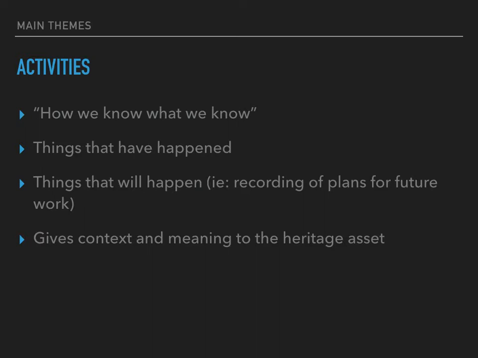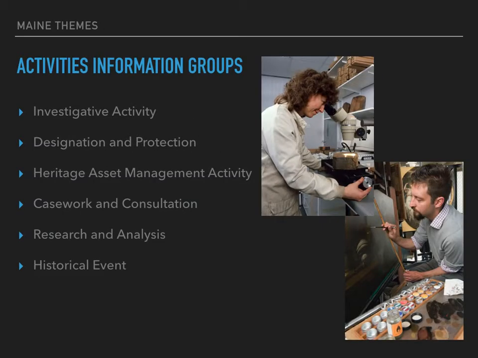After that, we get to the second main theme, and that is activities. This is the how we know what we know theme. It's going to document things that have happened to the heritage asset and things that will happen to it. That is, any plans for future work, right? This is the theme that provides context and meaning to the heritage asset. As you can see, there are a bunch of information groups under this theme. I'm not going to go into all of them. Again, there isn't enough time in the day, but they're all pretty straightforward.